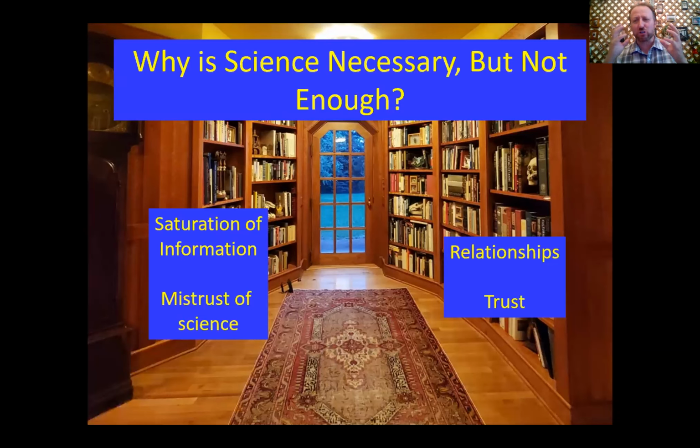Science and data are so desperately needed right now. But we have to, as scientists, understand that the data is not sufficient in order to change behavior. That we have a real mistrust of science. We're saturated as a society with information right now. How do you know who to trust? And scientists need to understand that these relationships and trust are so inherent in behavioral change and adoption and making that data stick.